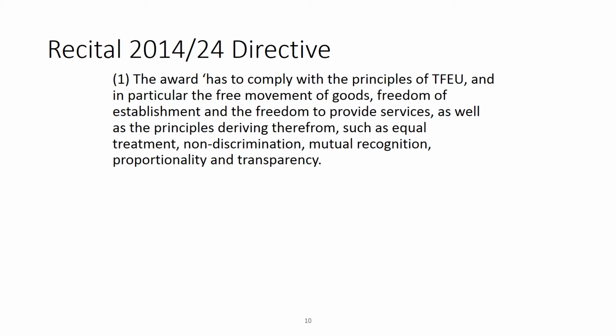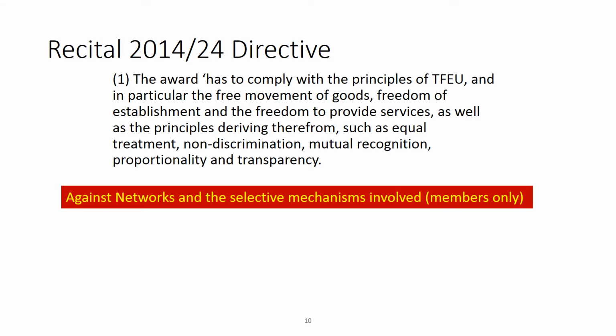Of course, that's markets, as well as the principles deriving from that: equal treatment, non-discrimination, mutual recognition, proportionality, and transparency. And of course, this is directly against the idea of networks, because usually in networks you have all kinds of selective mechanisms that you use only for members. Yes, you give specific information to members only. The selection process is from within the scope of the members of the network, and not from all the possible competitors of those members. So here you can see again that these rules of market governance are directly in conflict with the rules that you would use under network conditions.